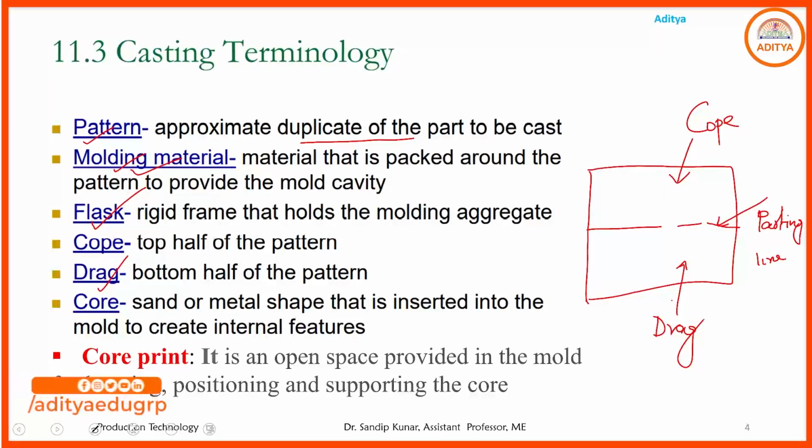Core material is made of sand. It is used for the generation of internal features. Then another is the core print. It is an open access space provided in the mold for locating, positioning and supporting the core. That's why we use the core print. The core is used for producing the internal shape of the particular casting product.